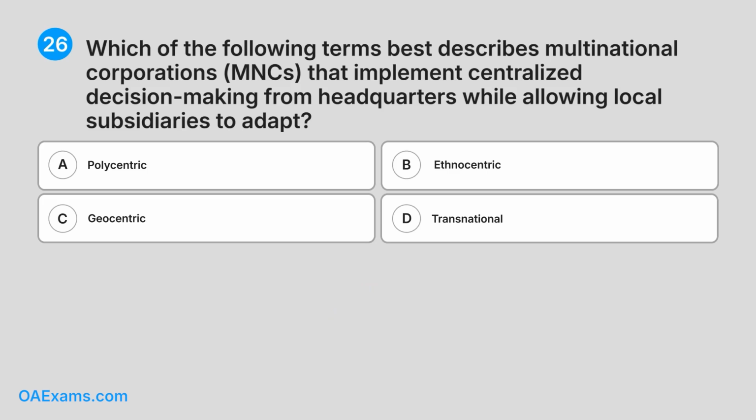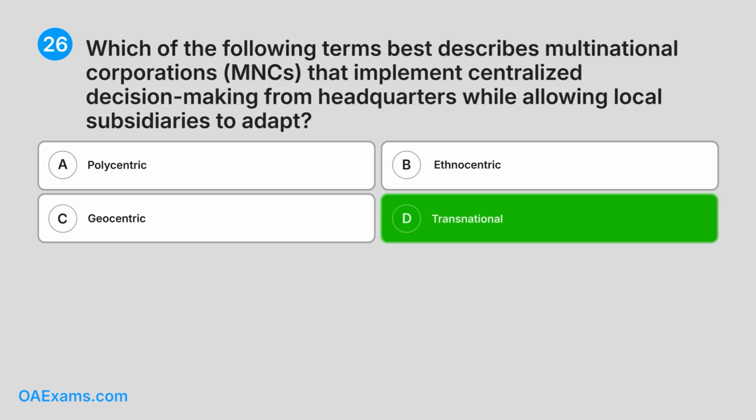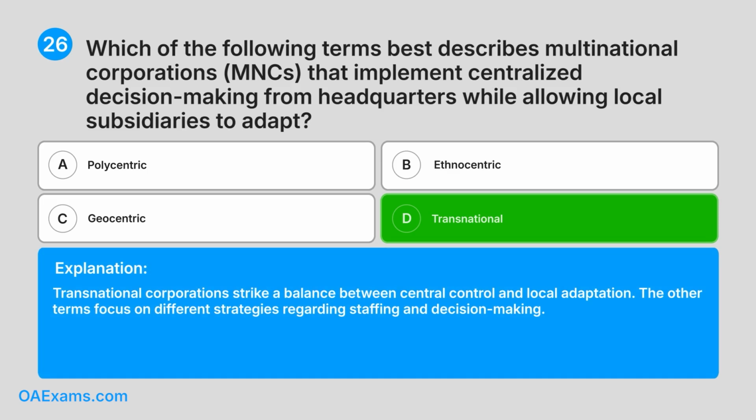Correct answer. D. Transnational. Explanation. Transnational corporations strike a balance between central control and local adaptation. The other terms focus on different strategies regarding staffing and decision-making.